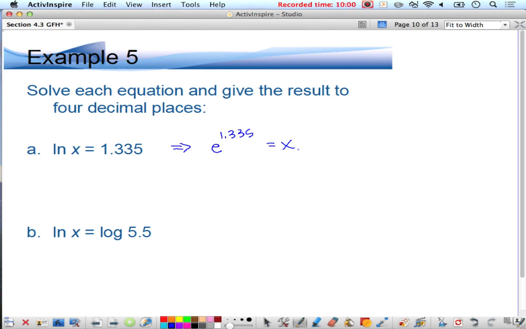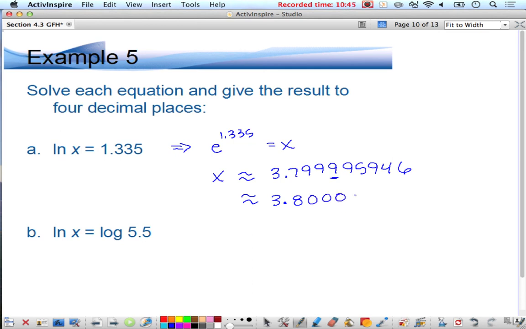But because I'm asking you to round, you have to have a calculator and compute e to the 1.335. Remember, you use second natural log to get there. And we will round that to 4 decimal places. Did y'all get 3.8000? I actually got 3.799995946. If I round to the fourth decimal place, that bumps it up, and it keeps bumping it up until we get to 3.8000.